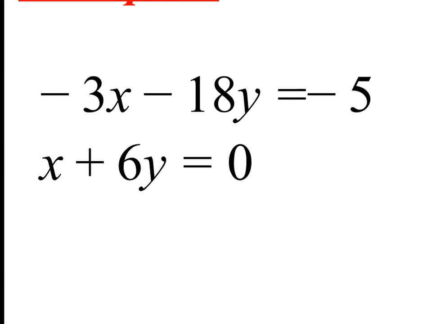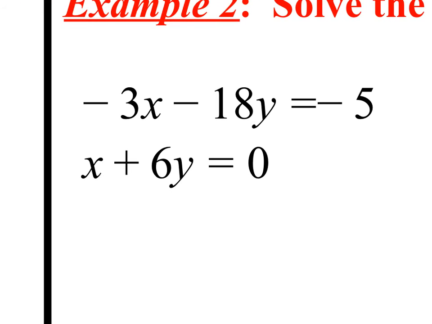Which variable would be easiest to solve for right now? I would say x. Look at it. This x is almost alone. It doesn't have a number in front of it. It's almost by itself. Not quite, though. You've got to get it by itself, so you've got to move the 6y. If you were to solve this top equation, it'd be a nightmare, and you'd get fractions. Don't do it. No. We're going to solve this bottom one for x.